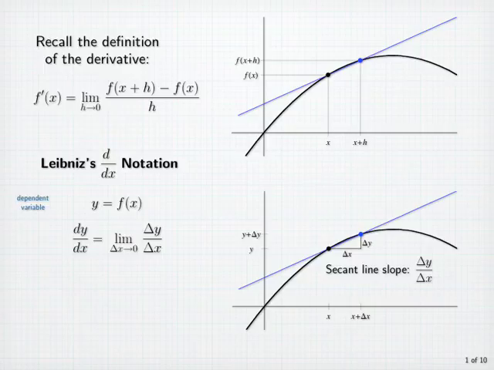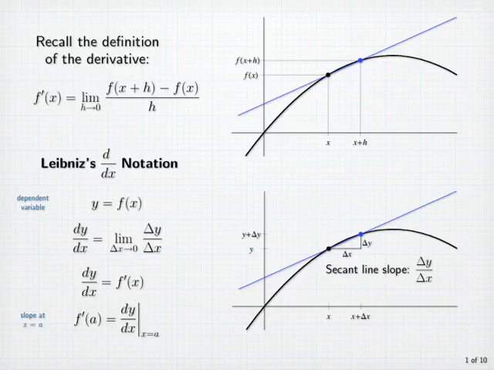Notice that in the limit as delta x goes to 0, the symbol delta is replaced by the corresponding Latin letter d. So dy dx is just a symbol for f prime of x, where y is equal to f of x. A particular value of the derivative at x equal to some a is f prime of a, and in our new notation, since there's no slot in which to substitute a, we use the notation shown here, which we read as dy dx evaluated at x equals a.